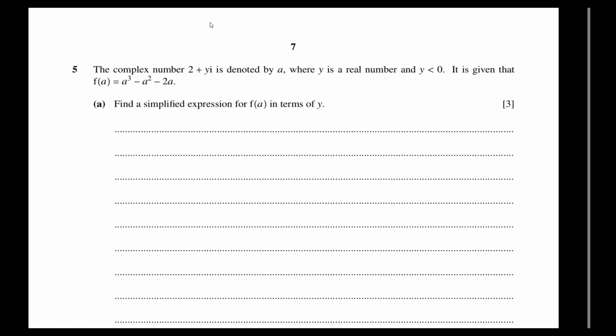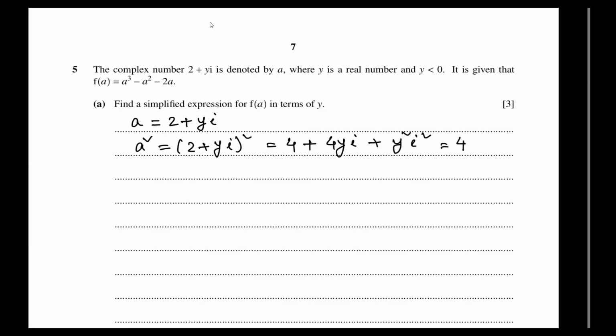So you have to find f(a) in terms of y, where a is equal to 2 plus yi. In the function you see we have a square and a cube. So why don't we find a square and a cube first? Let's find a square. a square is (2 plus yi) whole square. That is 4 plus 4yi plus y square i square, which is 4 minus y square plus 4yi.